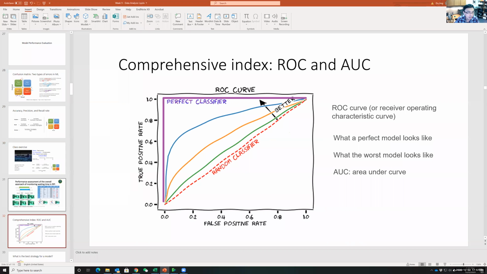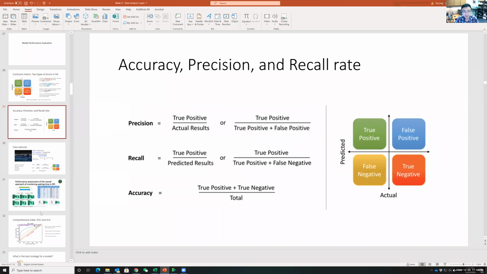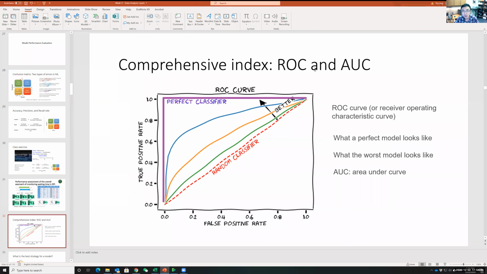But the thing is, do we have a comprehensive index, instead of using so many indexes? The answer is yes. This is something called ROC and AUC. ROC is called Receiver Operating Characteristic Curve. Once again, this is very popular in computer science to evaluate machine learning models. So it's a very simple concept. We plot a graph first.